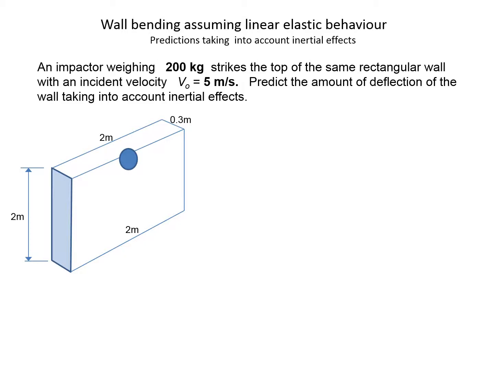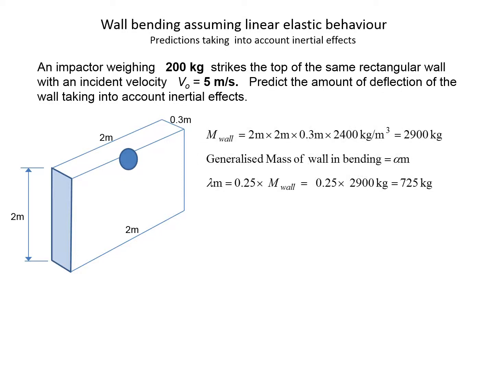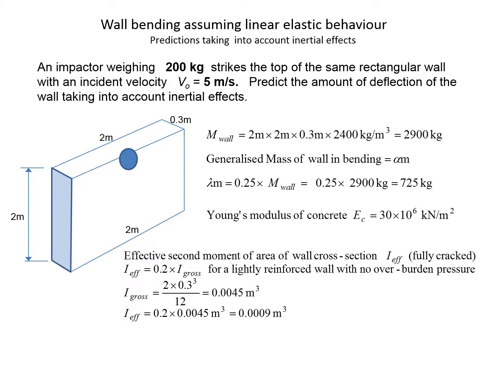In this example of a wall which is impacted by a boulder weighing 200 kg at an impact velocity of 5 meters per second, the value of lambda m is first determined, then the effective cross-sectional area taking account of cracking in concrete, and this is a simple assumed expression. Then the effective stiffness of the wall is hence found.